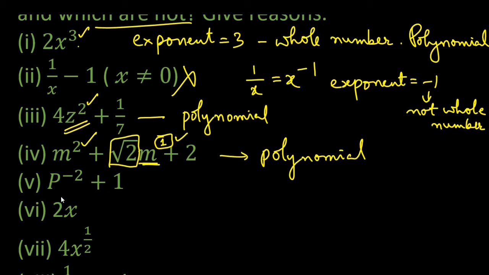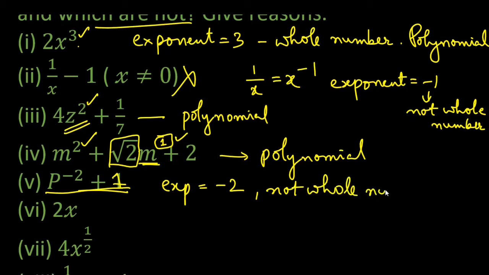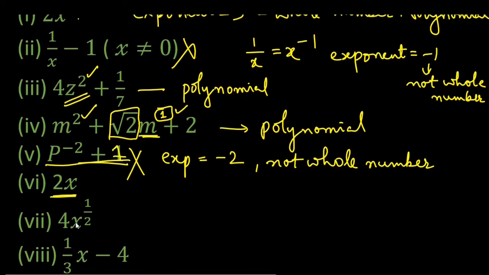Fifth one, p power minus 2 plus 1. Here the exponent is minus 2. This is not a whole number. So this is not a polynomial. Next, 2x. The exponent of the variable x here is 1. So 1 is a whole number. So this is a polynomial.